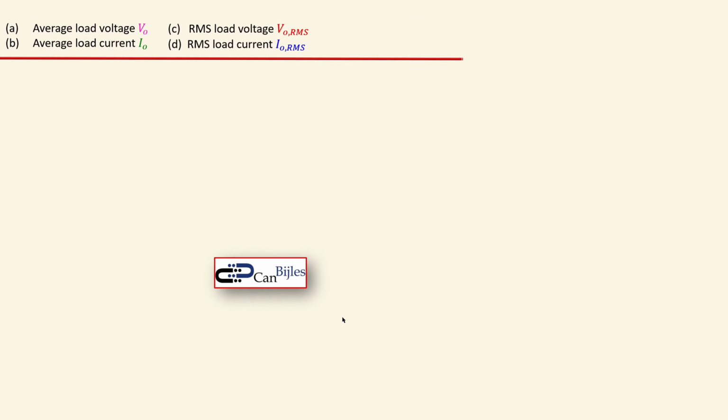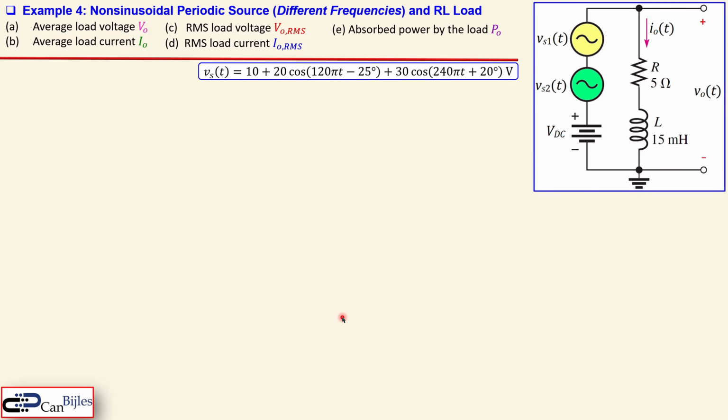Okay, let's now go to example number 4, which is a bit more interesting, because again we have two different frequencies, but now we have an RL load. So we have a series resistor and an inductor, in this case 5 ohms and 15 millihenries. The expression for the source is shown here. Again, we have some calculations to do. In addition, we need to also know what the absorbed power is by the load. That is also interesting. Okay, let's go for the calculation.